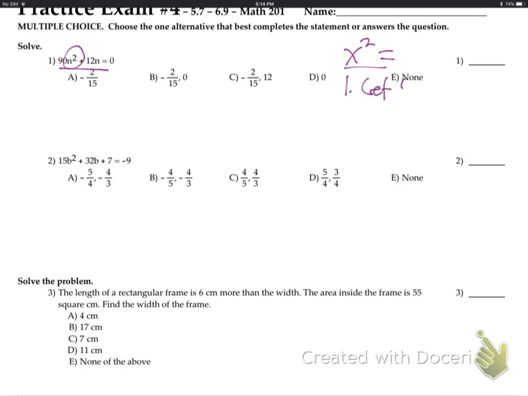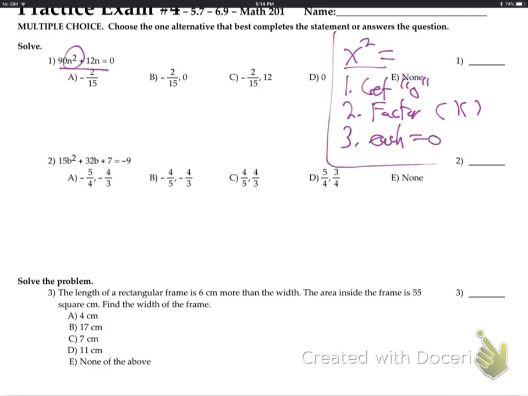Number 1, get a 0. Number 2, factor, which means like parentheses. Number 3, each part equals 0. That's the game plan we always follow. You want to put that on your 3x5 card for our next exam.